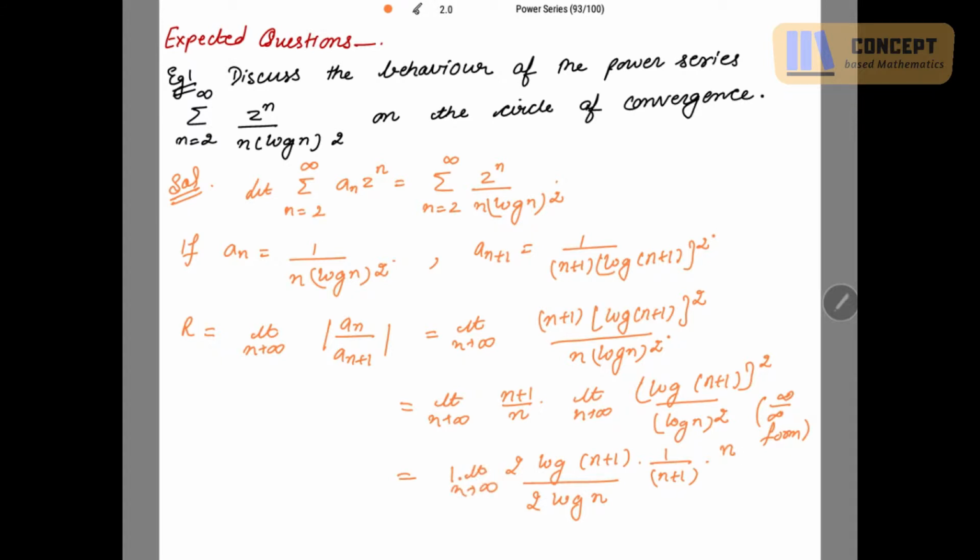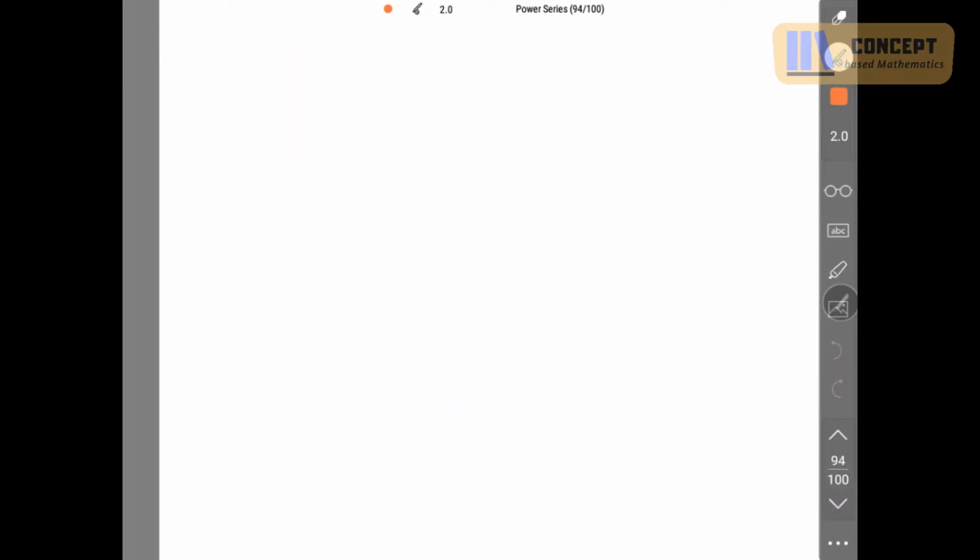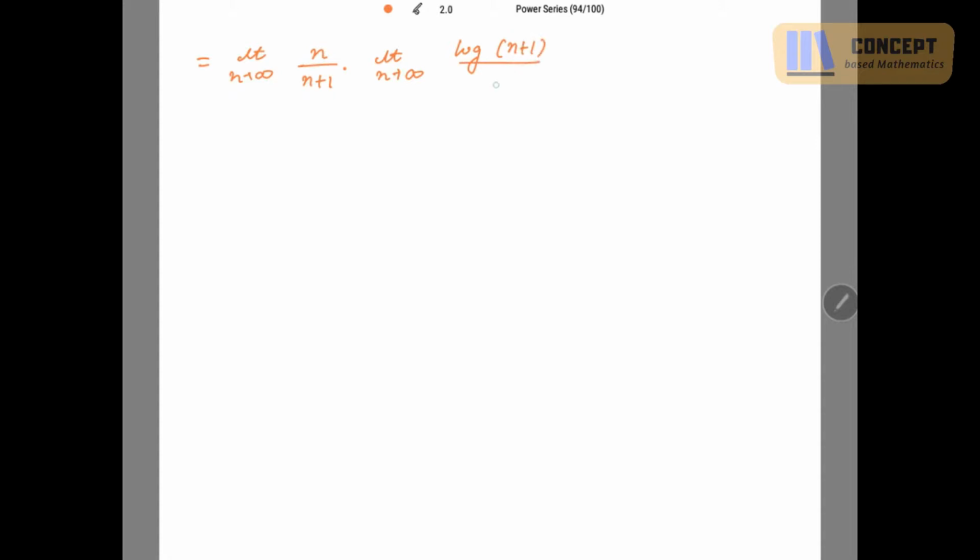Limit n tends to infinity. The 2 cancels. So again, separating this limit, n over n plus 1, and the limit of this ratio. So I will be getting limit n tends to infinity of n over n plus 1, limit n tends to infinity of log of n plus 1 over log of n. We again see that this limit is again 1, and if we check, the numerator again goes to infinity and the denominator is also infinity. So this is infinity over infinity form.